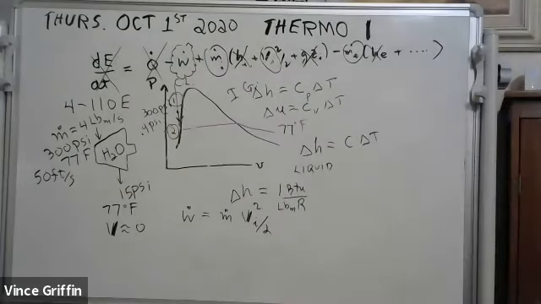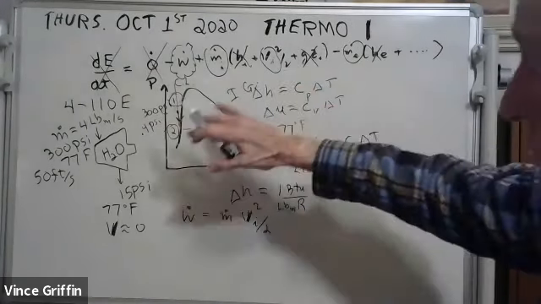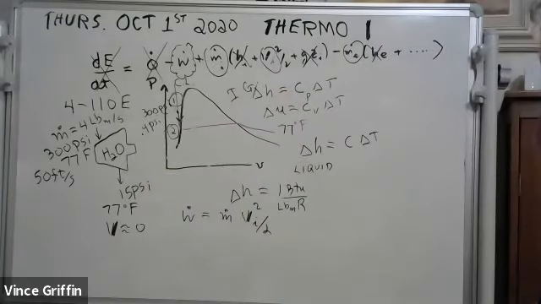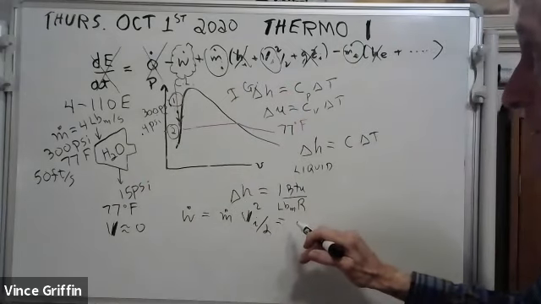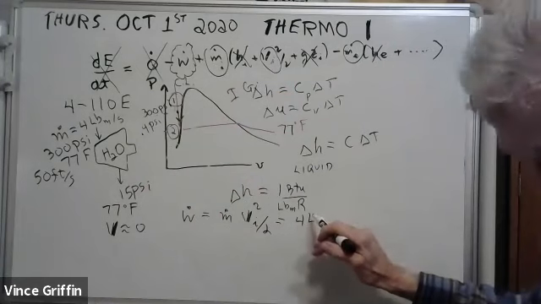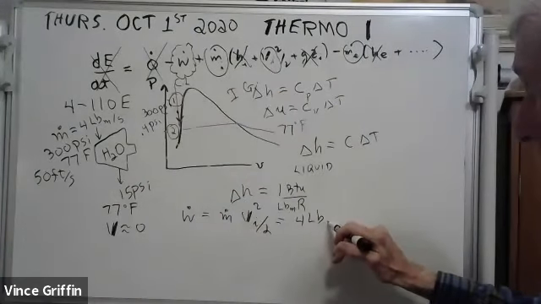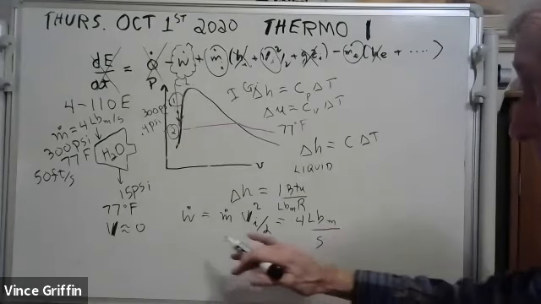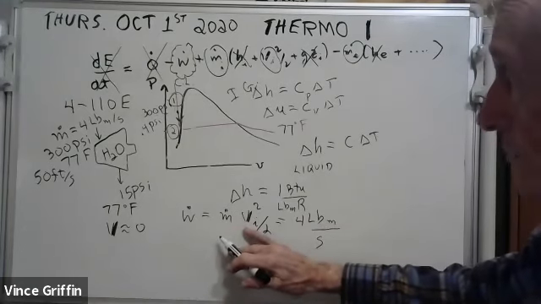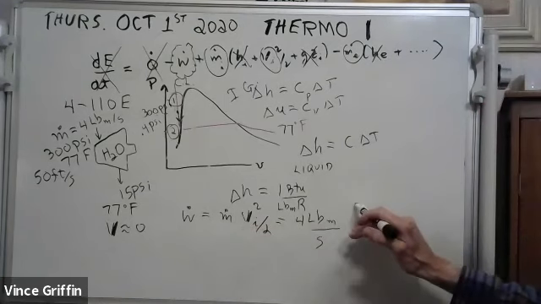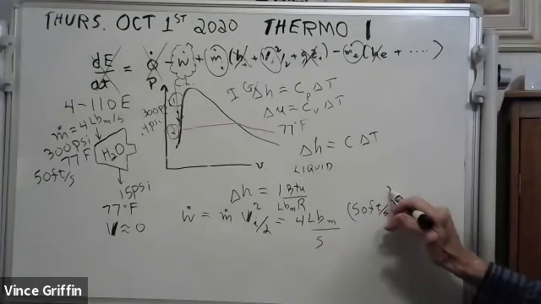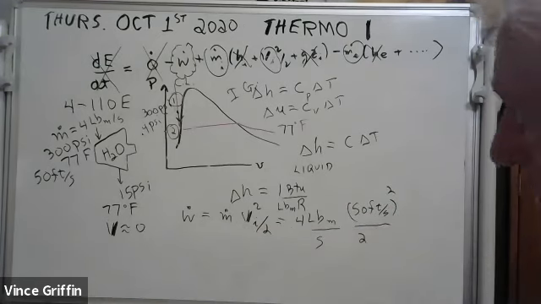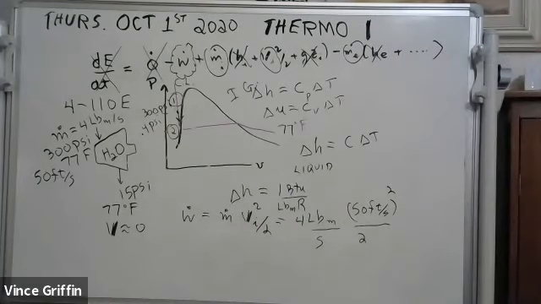All the rest of that stuff went bye-bye because the specific enthalpy didn't change, the temperature didn't change. And we know all this stuff. We know M dot is 4. Oh, gee, I only have 2.5 minutes left. It's 4 pound mass per second. That's given. We know the velocity, it's 50 feet per second. Oh, wait a minute, you have to square it and divide by 2. And we're done. Well, not quite.